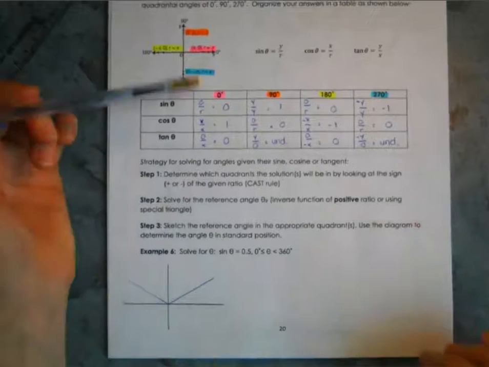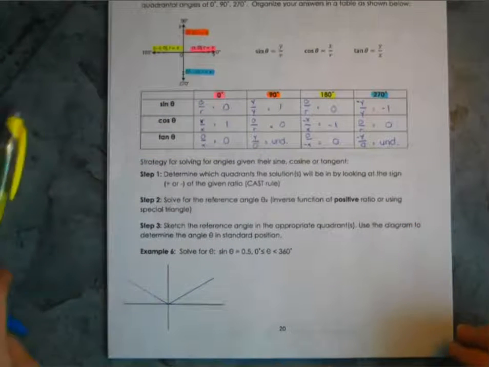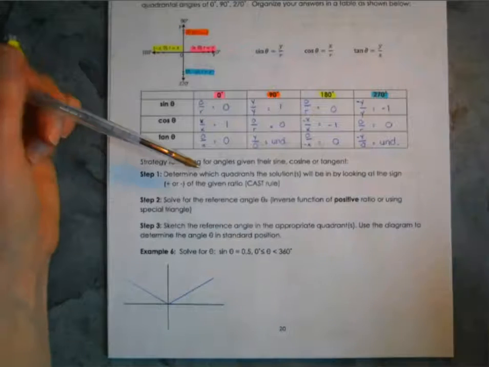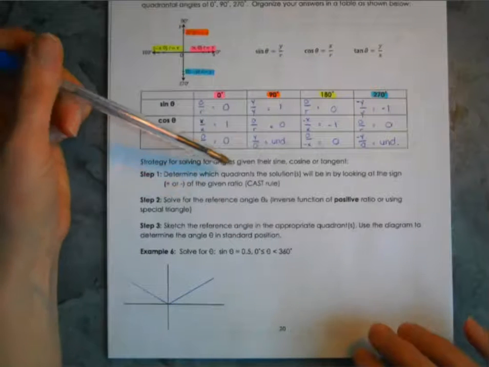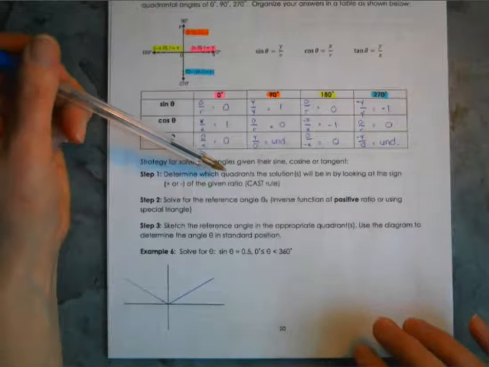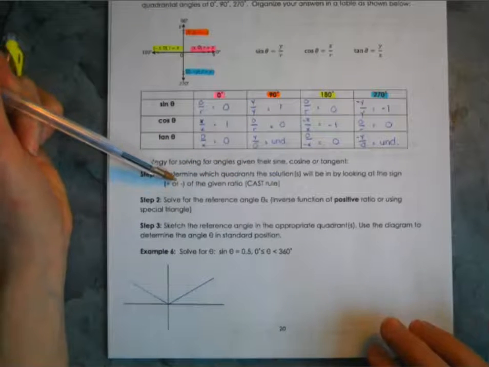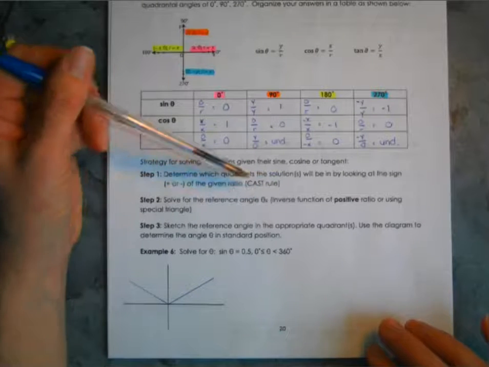Okay, so the next thing we're going to look at is strategies for solving angles given their sine, cosine, or tangent. So we're given the trig value, and we need to solve for the angle. Some of the basic steps, and there might be a little bit of variation on this, but the first thing you should be doing is always determining which quadrants the solutions will be in by looking at the signs. So use the CAST rule here.